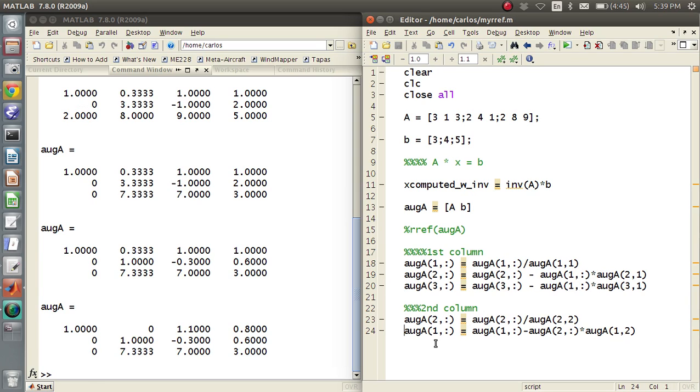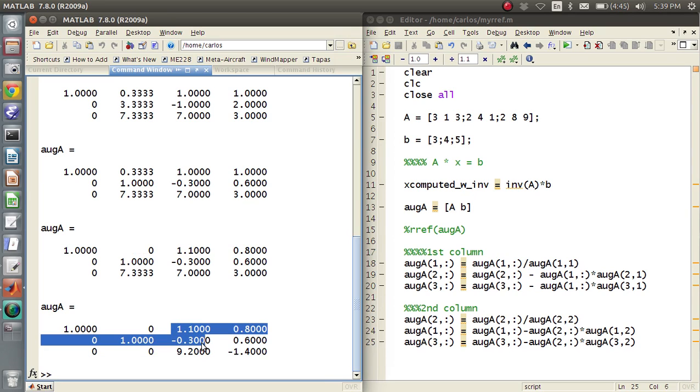Then I have to do the exact same thing for the second column. So I'm going to take the third row again, and I'm going to subtract the second row times 3, 2. And there goes a 0 here. But notice that the third column is still all messed up.